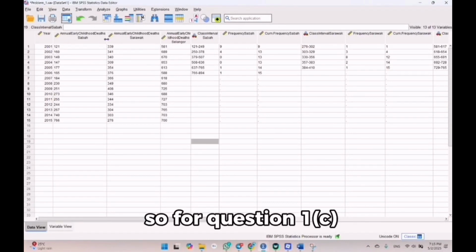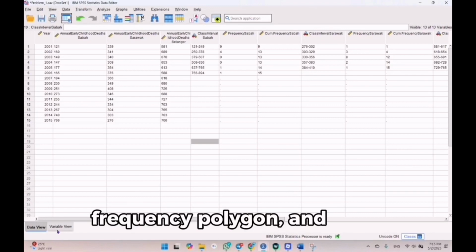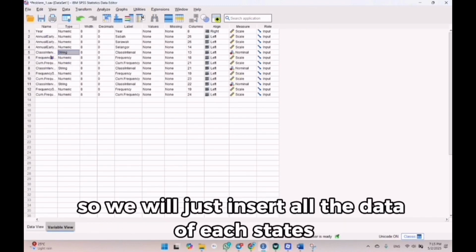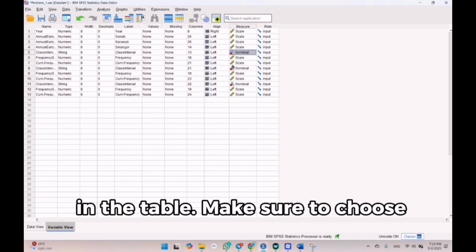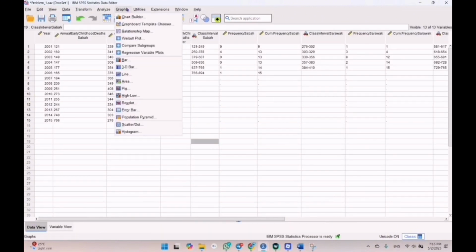So for question 1c, we will use the data of each state to make a histogram, frequency polygon, and OGIF. So we will just insert all the data of each state in the table. Make sure to choose string for the class intervals with the nominal measure.